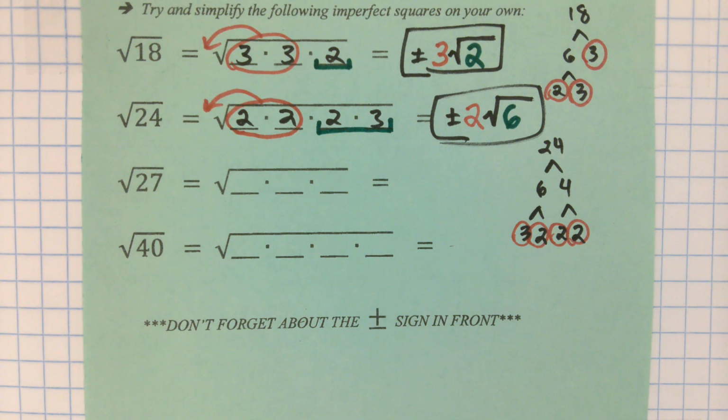So 27, you have 3. And that's great. We got a pair of 3s. So plus or minus 3. And still has a square root. Great job. All right, let's talk about this so we can get started on our work.